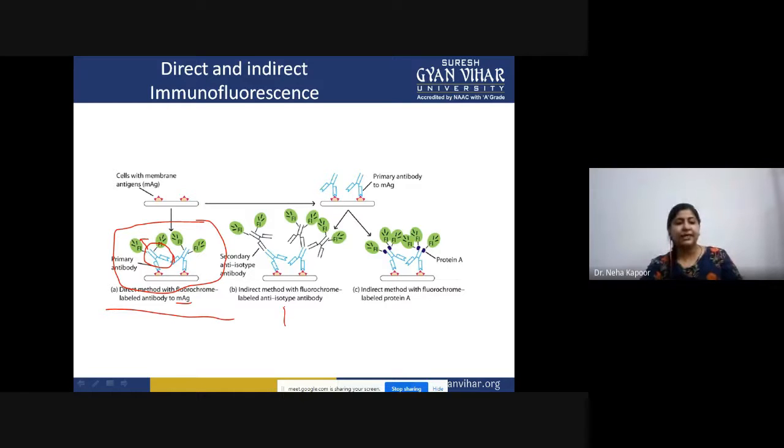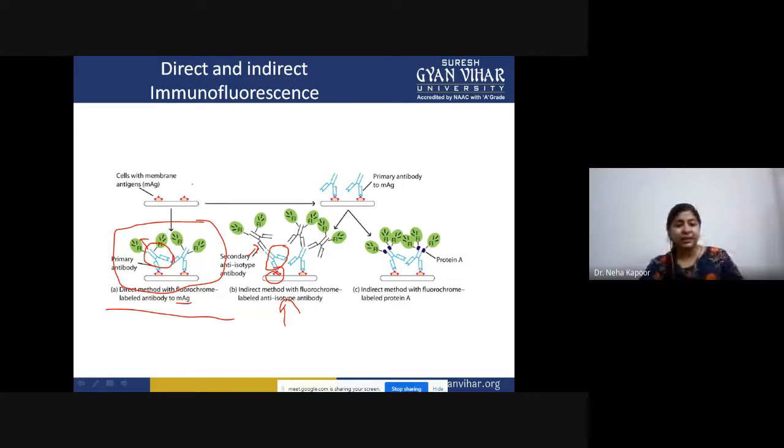This is an indirect method. In this case, a secondary anti-isotype antibody coupled with the fluorophore is added. As you can see, this is the primary antibody specific to this very antigen. This is the antigen, this is the primary antibody, and the secondary antibody is added. So basically, direct fluorescence is not happening. It is the indirect method because we are using a secondary antibody.